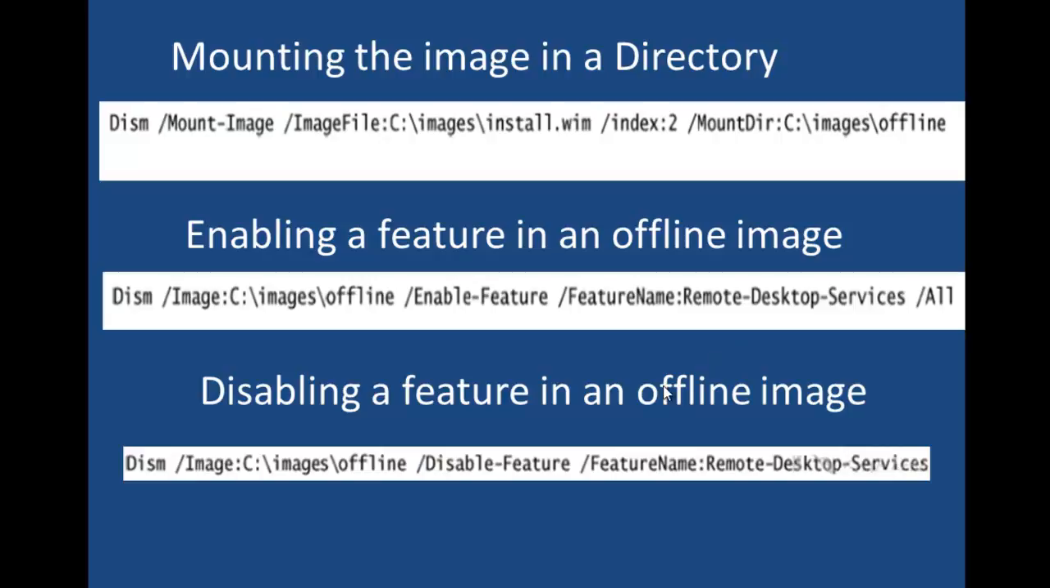By the same token, you can also disable a feature in an offline image. The same command that we used before, but instead of enable, we're going to disable the feature. The command to disable the feature will be DISM, the location of the image, the /disable-feature command, the /featurename parameter, and the name of the feature.